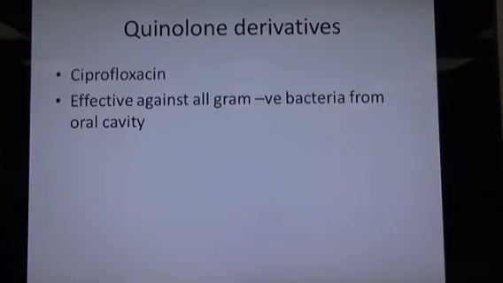This is very effective against all gram-negative bacteria from the oral cavity. You can use it for treating dental infections and periodontal infections, very effective also. You can use this in treating the aggressive form of periodontal disease. The usual dose is 500 milligram BID.